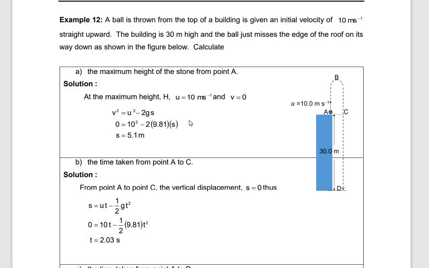You can use any formula yang ada semua input dan informations. So, let's say we use V squared is equivalent to U squared minus 2GS. Our V squared is 0, U is 10 squared minus 2 times G times S. And then when you simplify, you will get 5.1 meter. 5.1 meter tu daripada A sampai ke B.